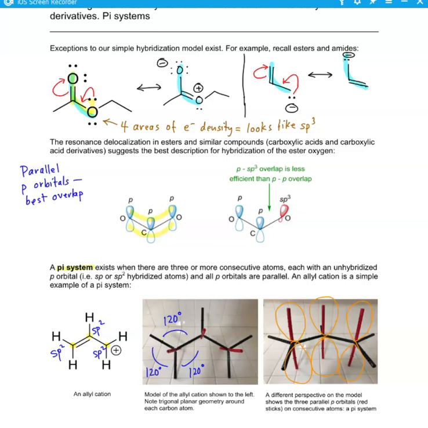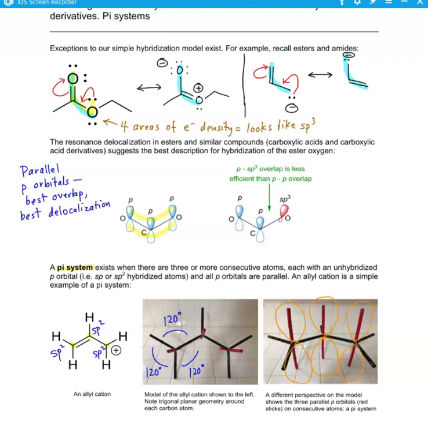The better the overlap, the more efficient the delocalization of the electrons. That means the electrons are really getting spread out, because it's possible to do that when the overlap between the participating orbitals is very efficient. So that's really what's going on here.